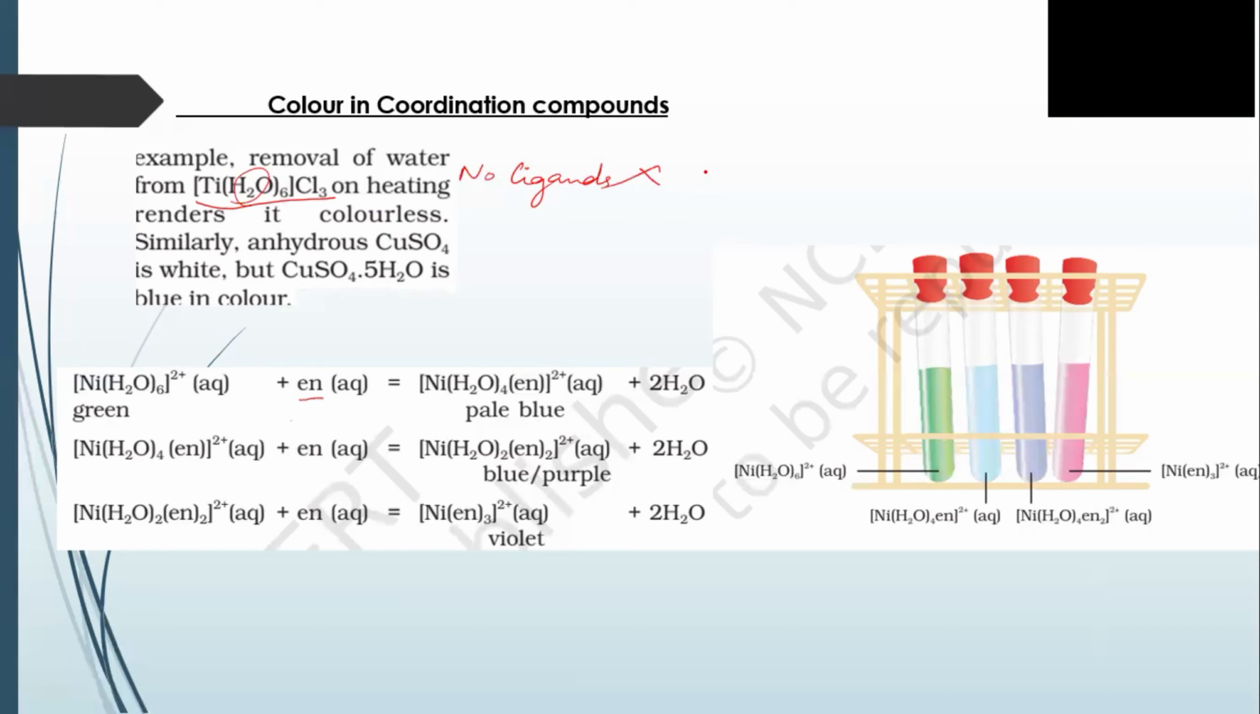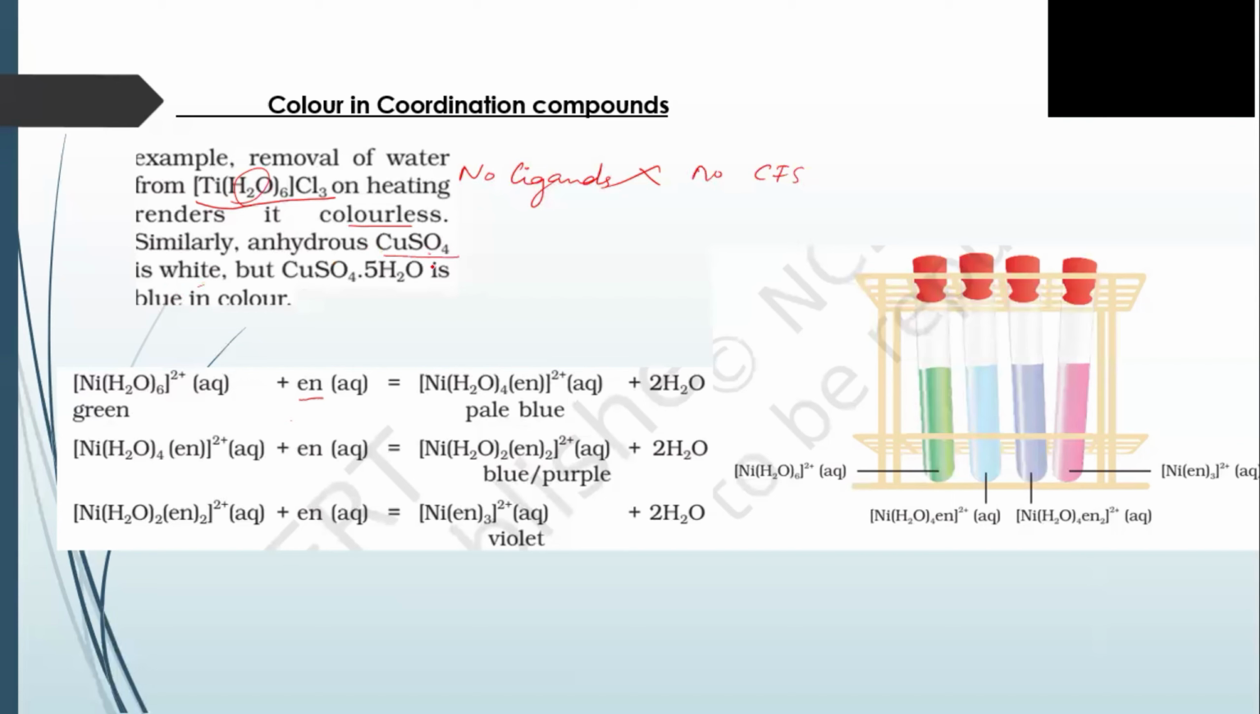If there are no ligands, there is no crystal field splitting. So there is no separation of d orbitals into two. So the energy corresponding to the visible region is not absorbed by the molecule, so the complex is colorless. Similarly, anhydrous copper sulfate is white.